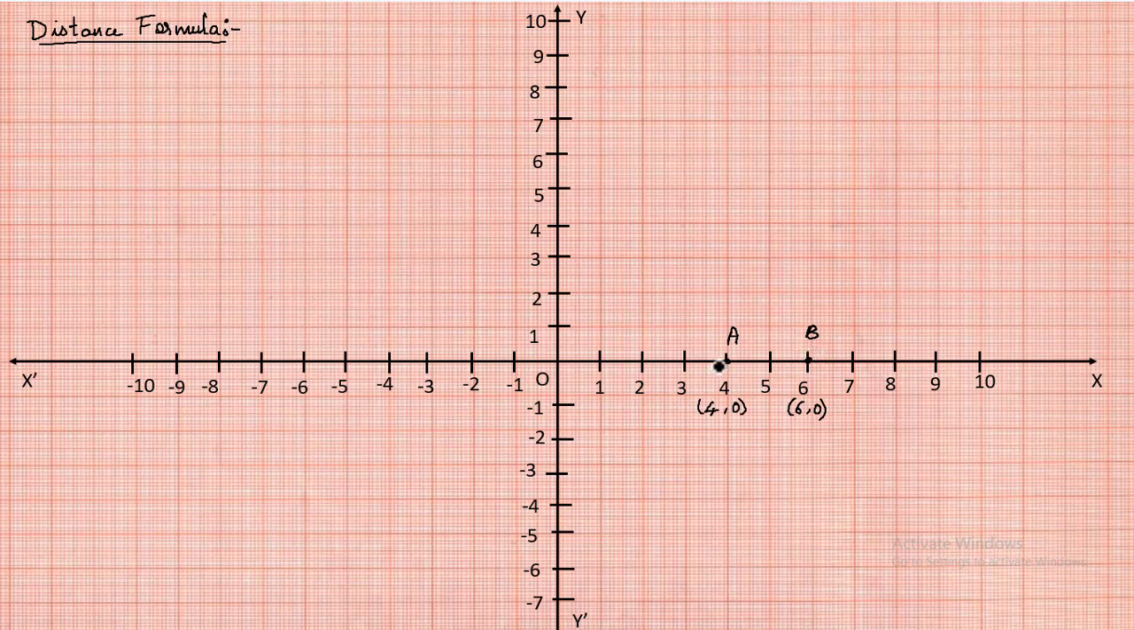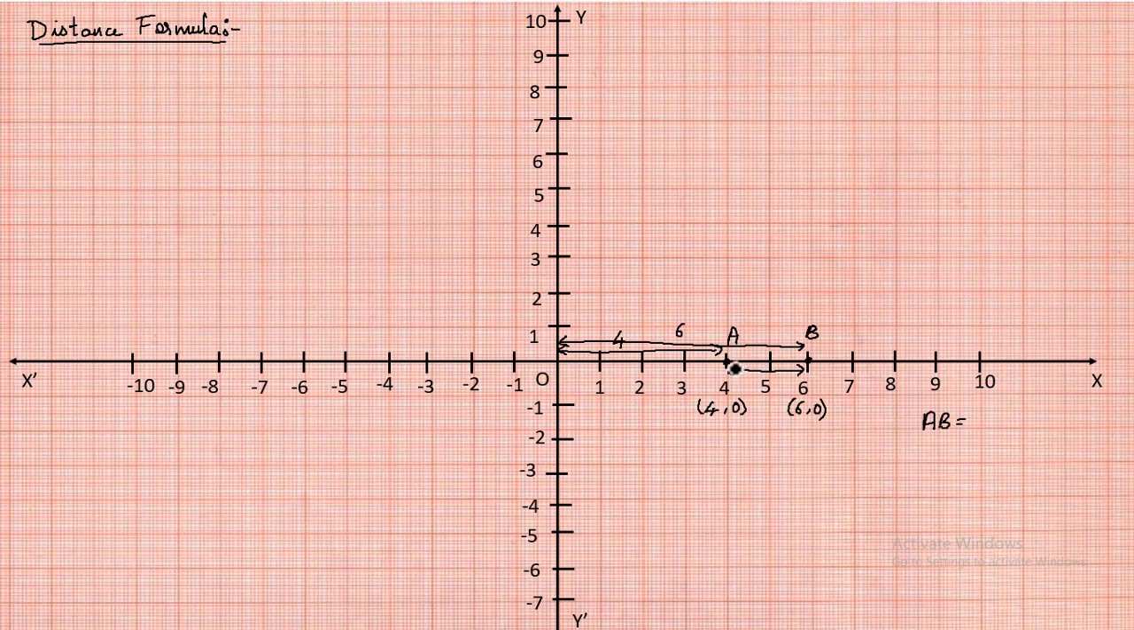Now let us find out the distance between A and B. First of all, what is the distance between the origin and the point A? That is the distance OA. You can see that the distance between O and A will be 4. And what will be the distance between O and B? From 0 to 6, it will be 6.